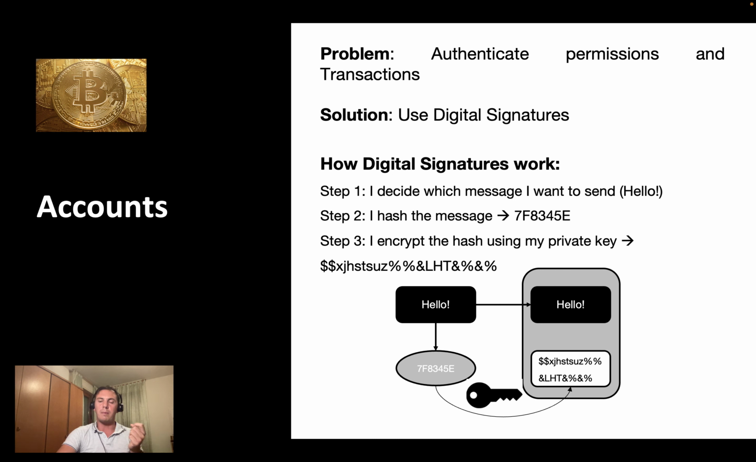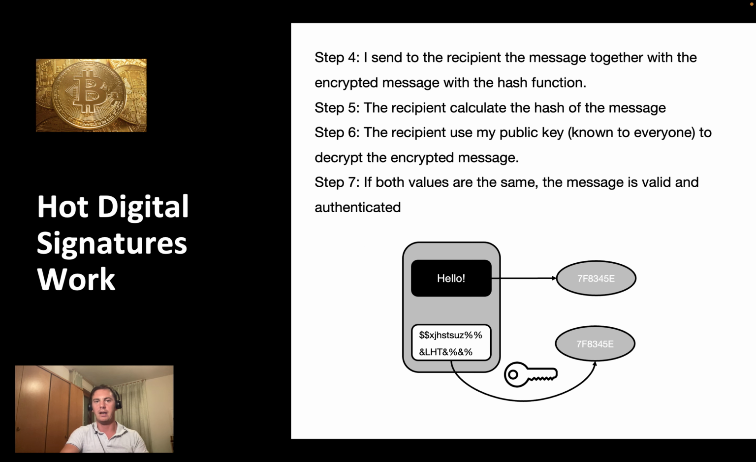Then I use my private key to encrypt this hash number. So what will the recipient get? The recipient receives hello, and receives the encrypted hash. That was the third step: I encrypt the hash using my private key. Then I send to the recipient the message together with the encrypted hash. This message is authenticated because it can be sent only by me.